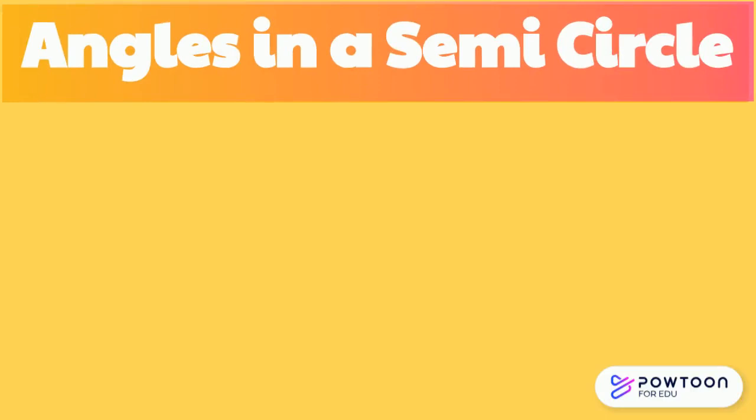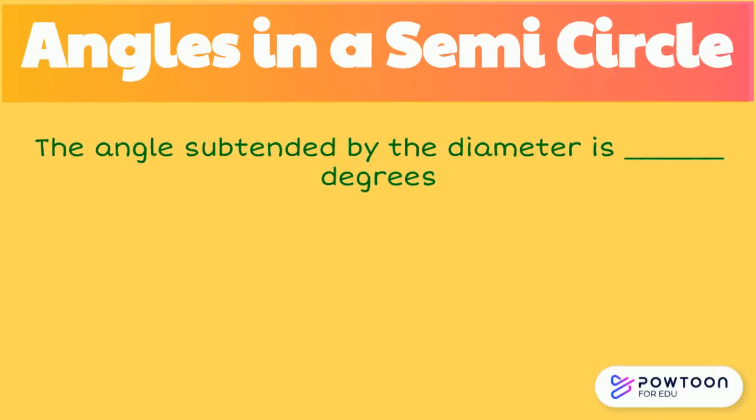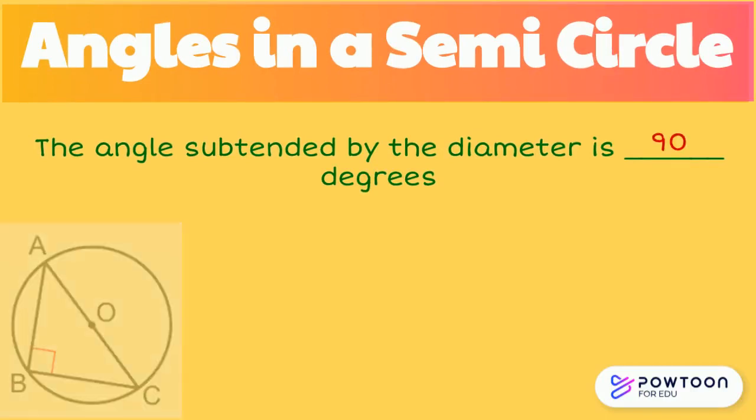Our second circle theorem that we're going to look at today is angles in a semicircle. So if the angle that we're looking at is subtended by the diameter, it's going to form 90 degrees.